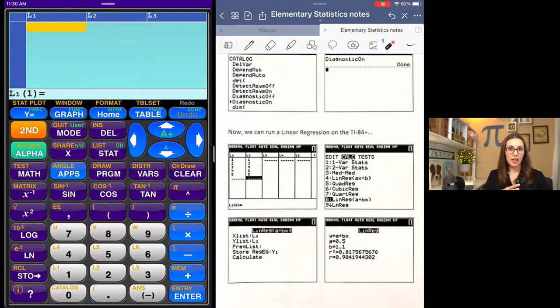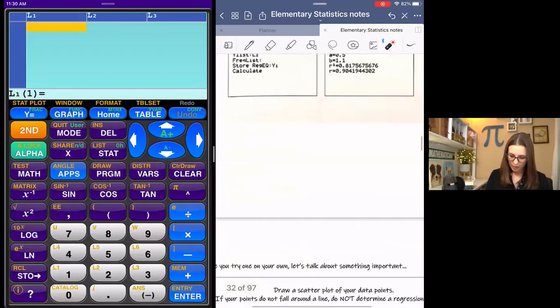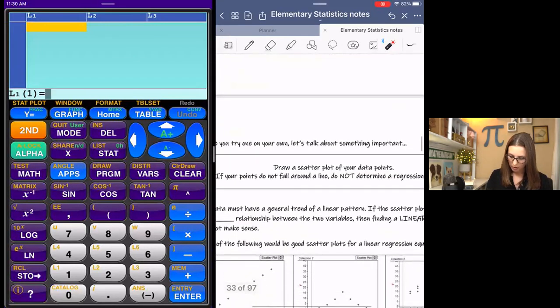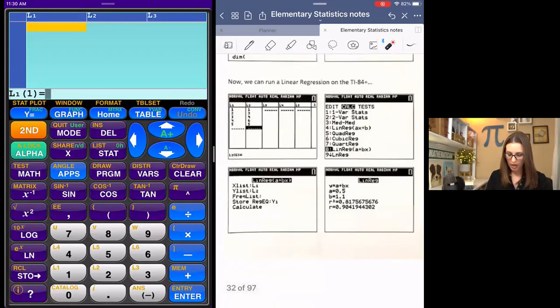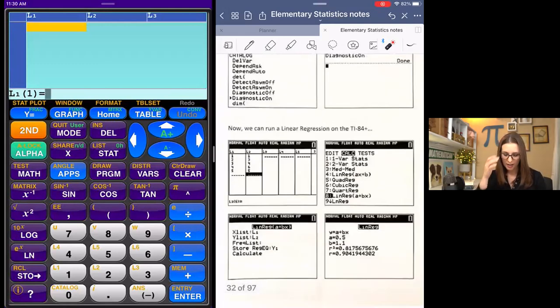You're going to input your data, and then actually, we'll just do an example. I'll step you through it. Oh, not yet. Input your data. I lied. Input your data, and then get out of there with second mode, and then go to stat calc, hit linear regression, and you're going to have your equation. Super easy, super quick, super simple.